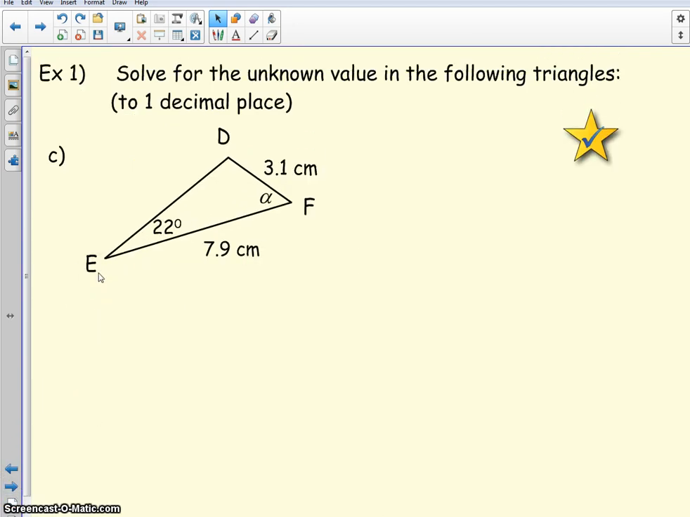I would like you to try this one. At least try setting up the equation first, seeing what you'd want to use, sine law or cosine law, and then getting your equation with the unknown. Try and solve it too, but if you get stuck on the algebra, we'll go through it obviously. So push pause and push play when you're ready to go through it.